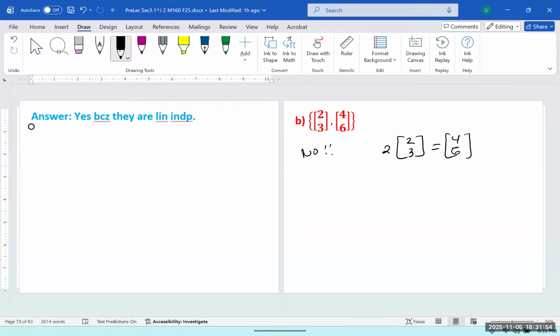When you say they are a linear combination, you mean (2, 3) and (4, 6) are a linear combination of something. So if you multiply (2, 3) by 2, you get the other one. Here, basically, it means scalar multiple. One of them is a scalar multiple of the other one.